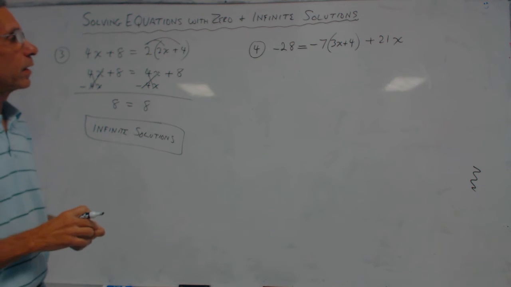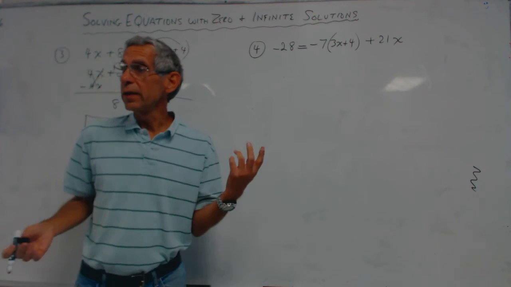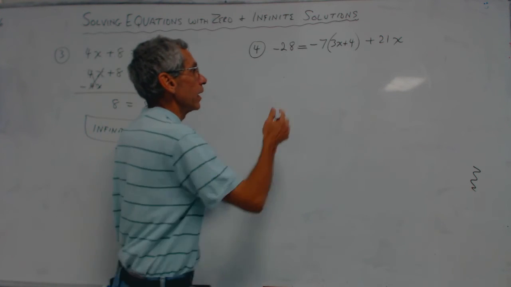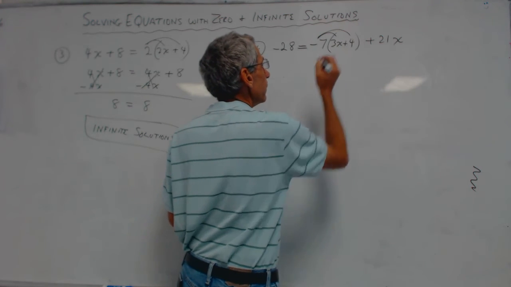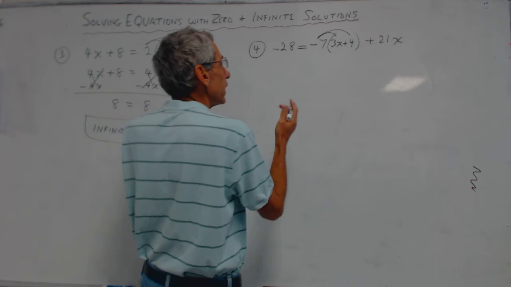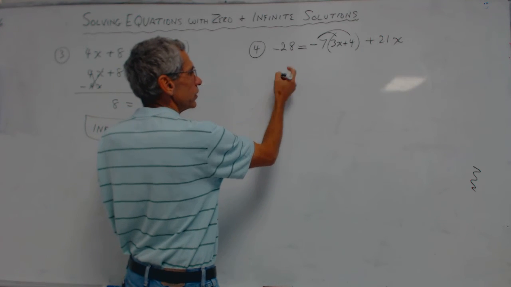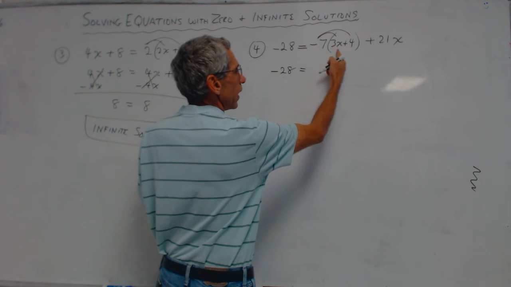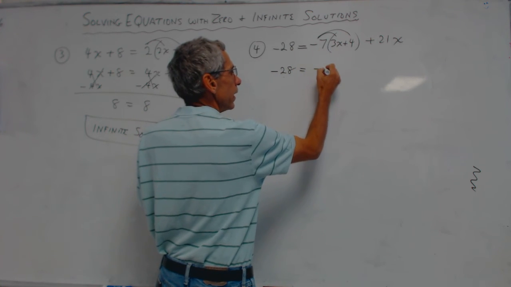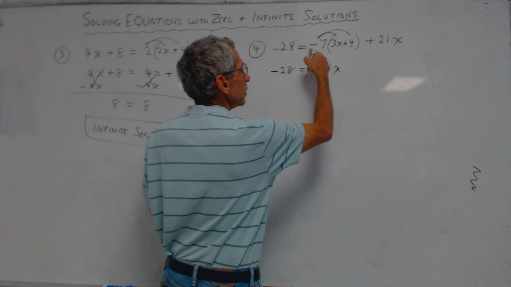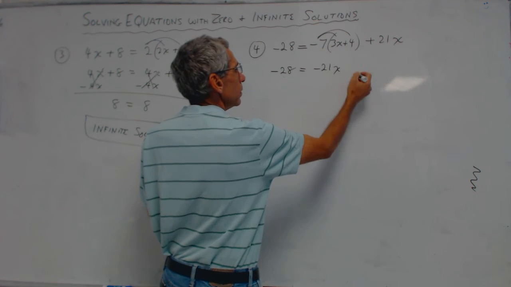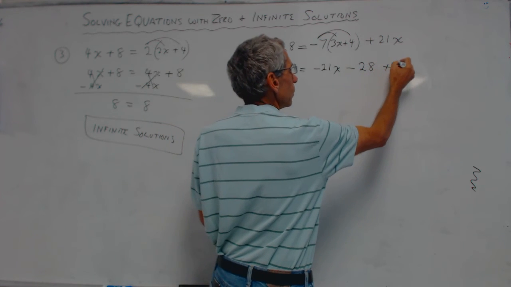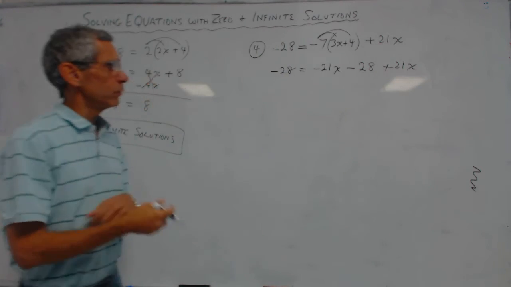That looks quite scary. But what do we know immediately that we have to do? Distributive property, right? So that's the first thing, and then maybe we can find some like terms. So this isn't going to change. That's just negative 28 is equal to negative 21x minus 28, plus 21x. Now do we see any like terms?